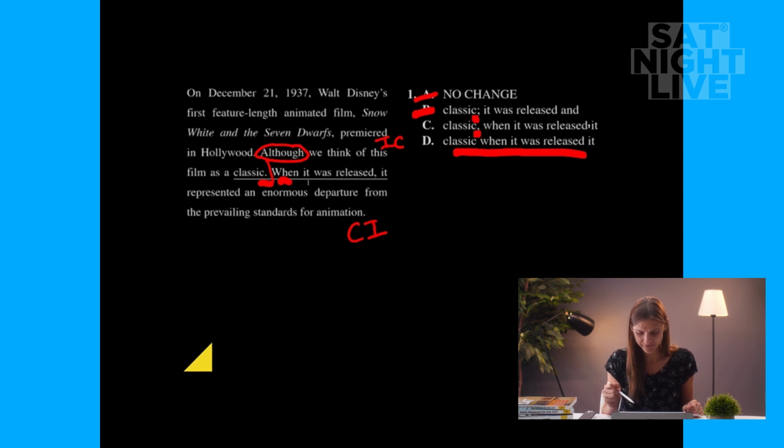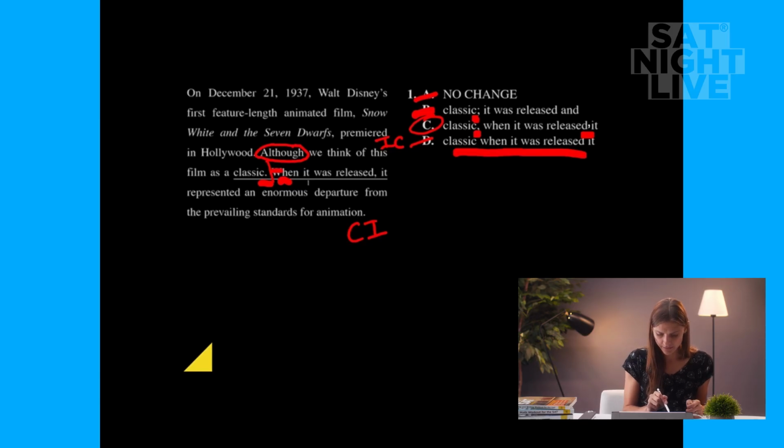And now when we look at choice C, we have classic. So the introductory clause would say, although we think of this film as a classic, that's a nice place to breathe or pause. When it was released, so we have another comma here, after released, it represented an enormous departure from the prevailing standards for animation. That's very nice. That slows things down. That when it was released part is offset by commas, and that is going to work out for us. Whereas D just doesn't have that comma, doesn't have any punctuation to slow us down and pause our ideas as we're going through.